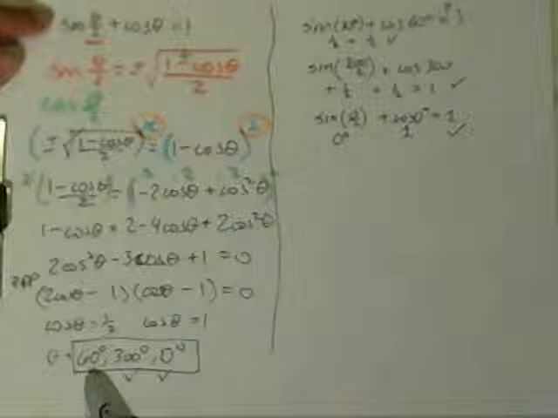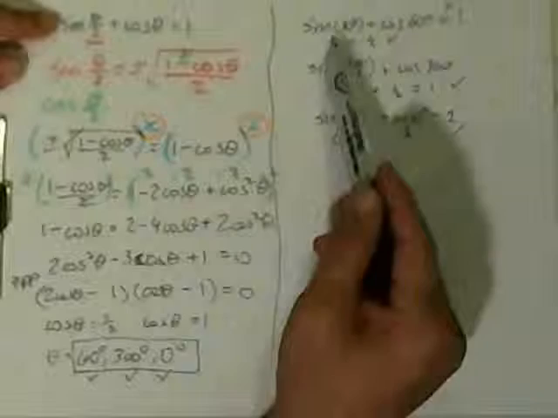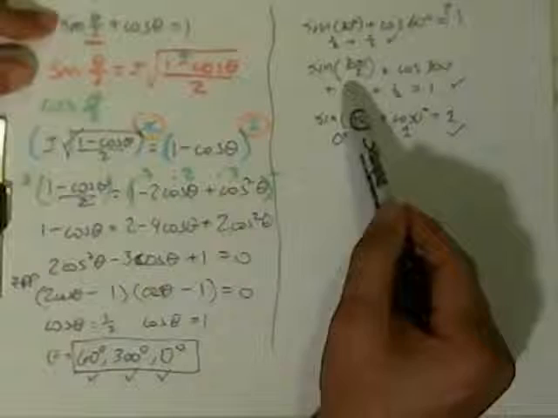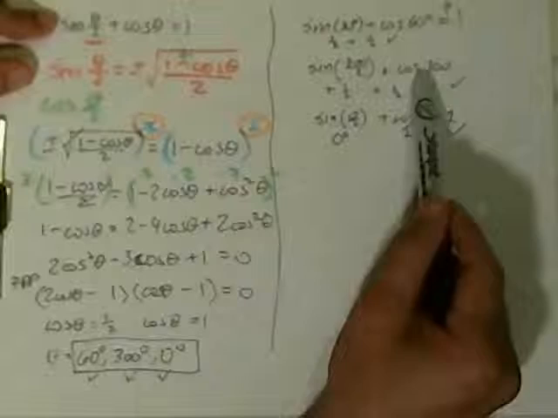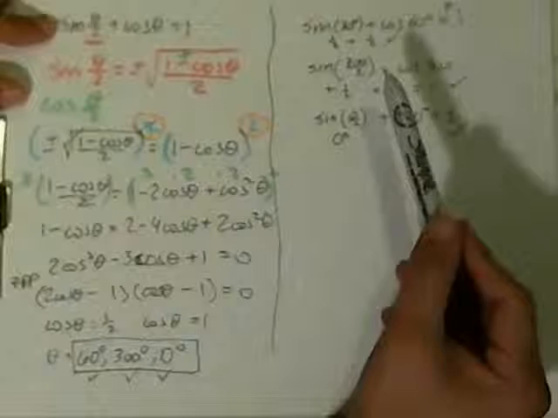Sine of 60 over 2 is 30, sine of 30 is 1 half. Cosine of 60 is 1 half, 1 half plus 1 half is 1. 300, sine of 300 over 2, sine of 150. What's the sine of 150? It's going to be positive 1 half, there it is. Cosine 300 is positive, it's in the fourth quadrant, 1 half plus 1 half is 1. Very good. Sine of 0 over 2 is sine of 0, which is 0, plus cosine 0 is 1. All three checked out. Just right.